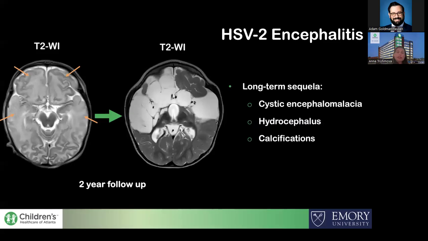And this is just a follow-up of that case that we just saw in a prior slide. You can see how extensively the brain parenchyma gets affected. In a 2-year follow-up brain MRI, we really see extensive areas of cystic encephalomalacia in pretty much all the areas of the brain that were involved initially.